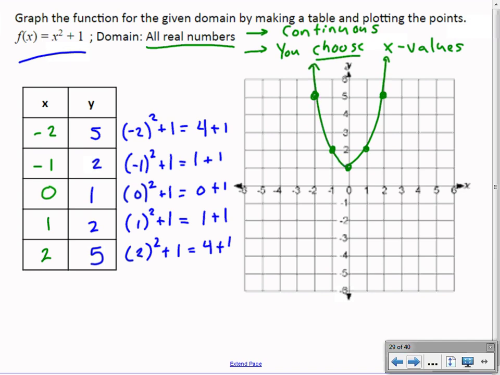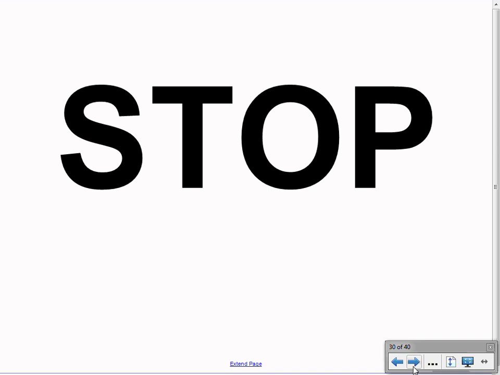And here it is. So this one has a curve to it. Later on in the year, you'll learn that these are called parabolas and quadratic equations because of this x squared right here. But that's down the road. For now, you just need to know that you're connecting your points because it's a continuous graph, because we have a domain of all real numbers.